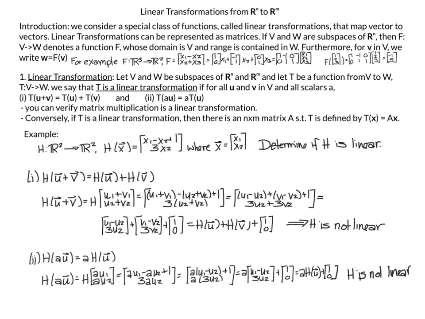I did not have to do both of these. I could have shown this does not satisfy the first condition, or I could have shown the second condition is not satisfied. Each of these would have been sufficient to say h is not linear.